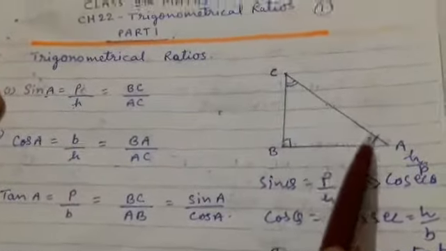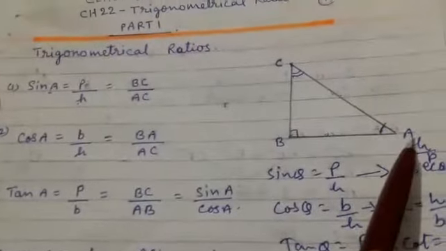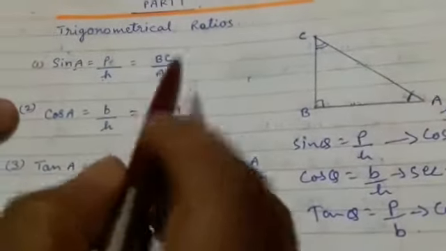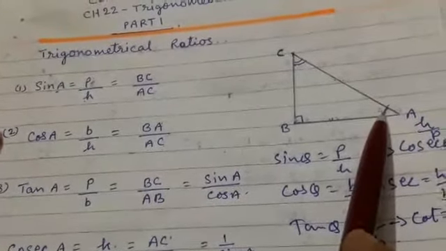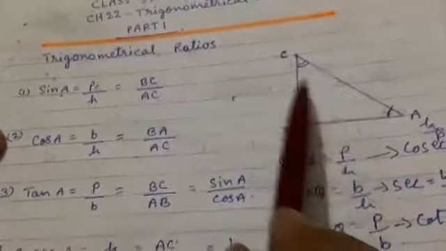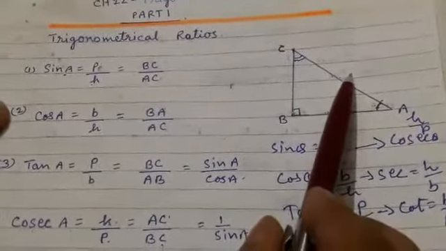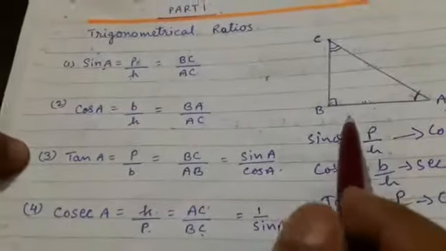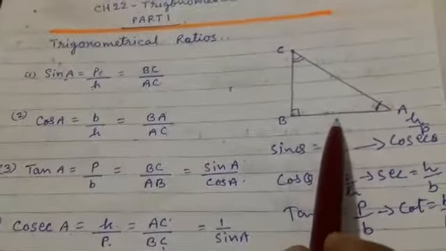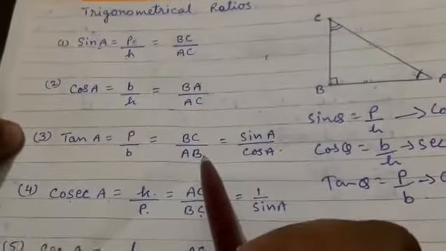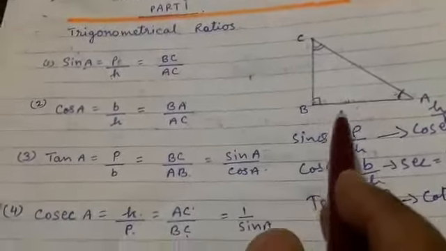So let us see. Sine A, P by H, means BC upon AC. Cos A means again according to this angle, cos A, B by H. So this will be perpendicular, so this will be base. So AB by AC or BA by AC, both are same thing. Tan A is equal to P by B, means BC by AB, or you can say that sine A upon cos A is also tan A.